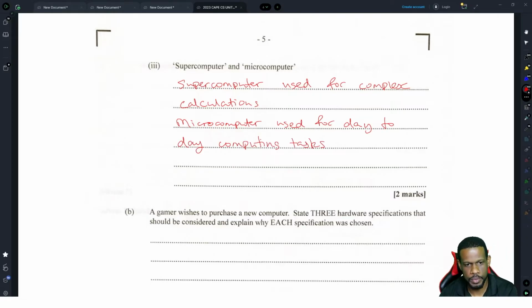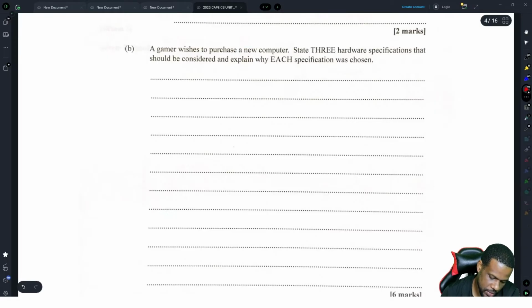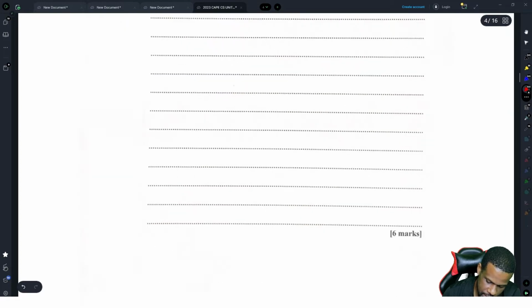And now that we've gotten through that, a gamer wishes to purchase a new computer. State 3 hardware specifications that should be considered and explain each one as chosen. Oh, look at that. 6 marks.